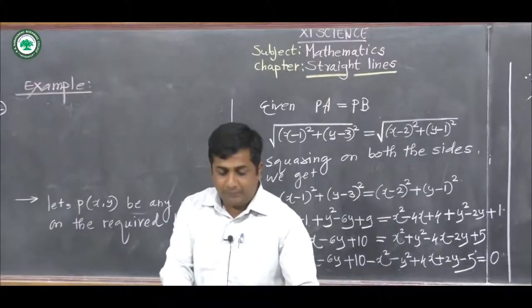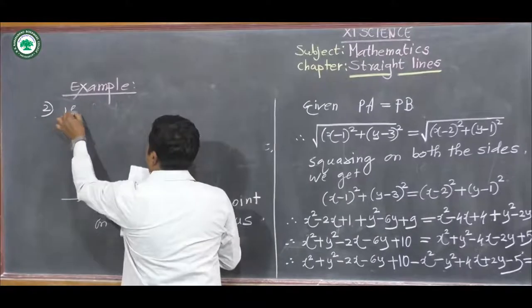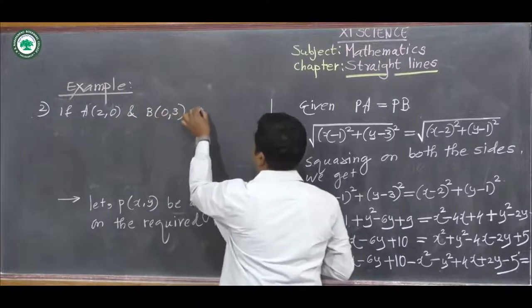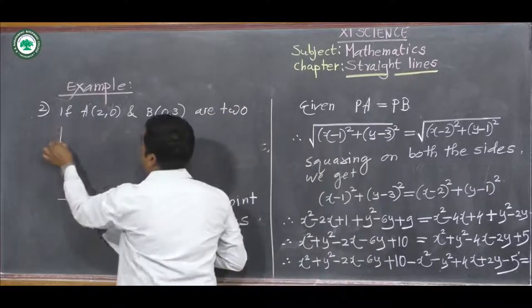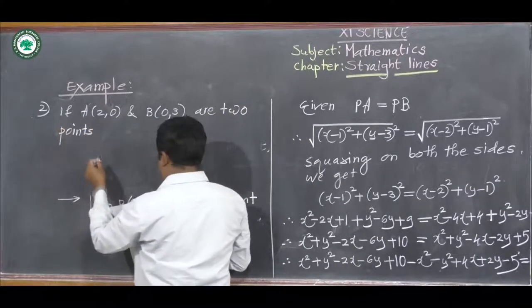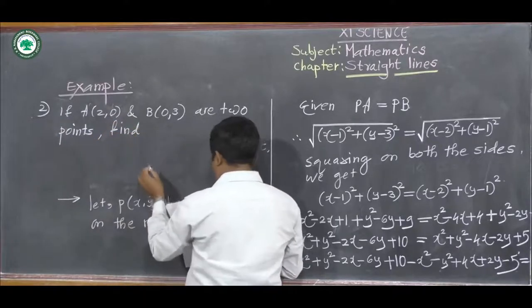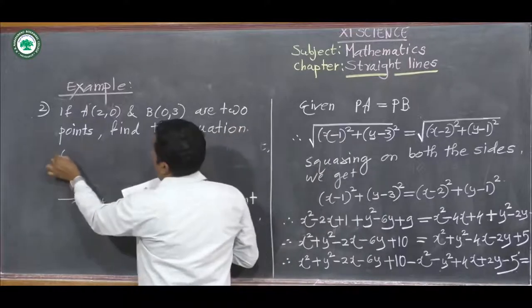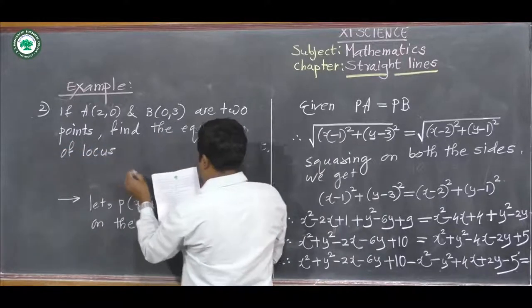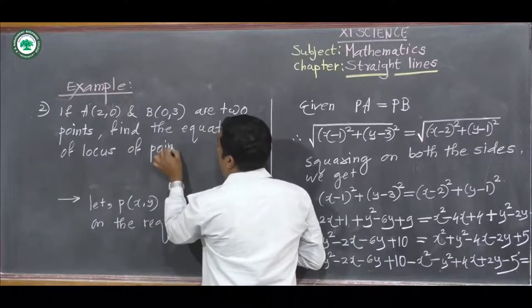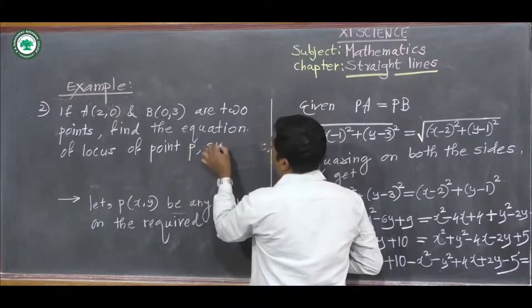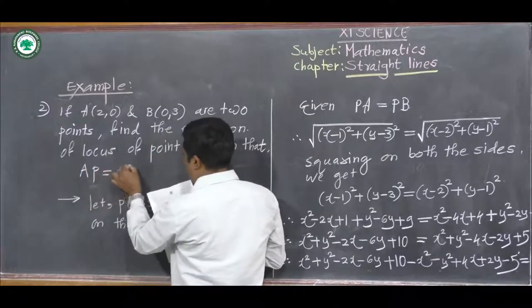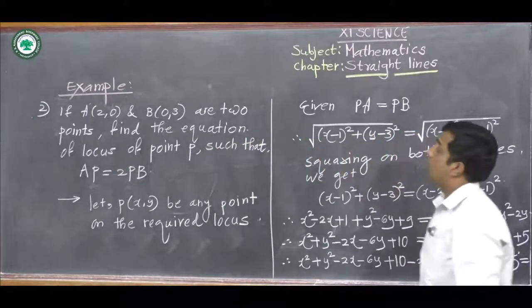Here in the second, given A of (2, 0) and B of (0, 3) are two points, find the equation of locus of point P such that AP is equal to twice PB.